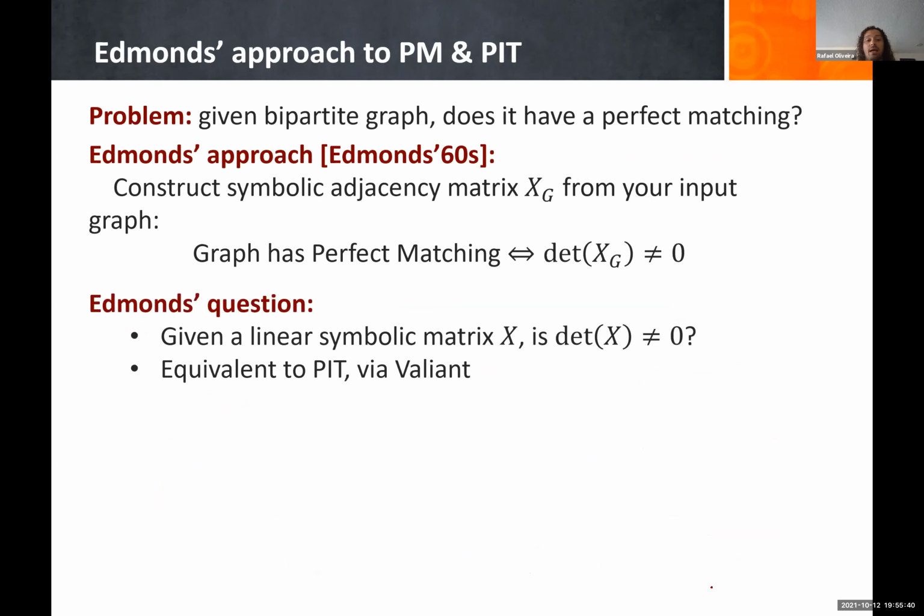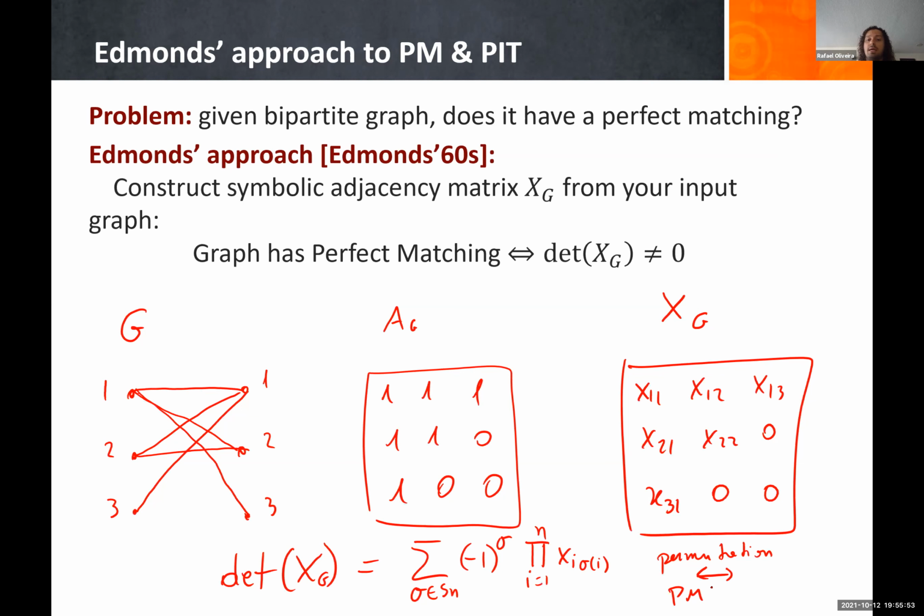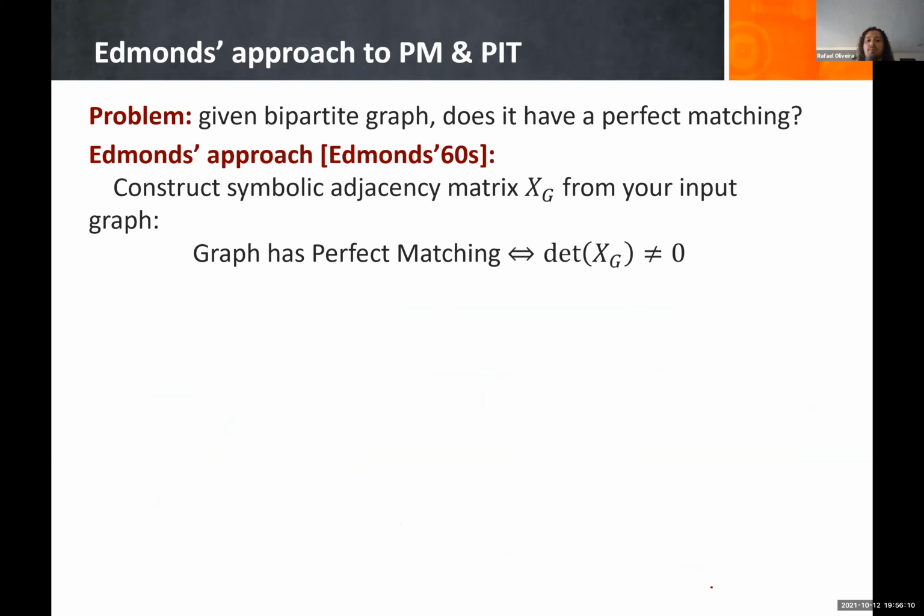Then Edmonds, in his paper, asked a question. We know that testing whether a determinant is different from 0 can be done in randomized polynomial time. We just plug in random values. This is attributed to Lovász. Just plug in random values and it will be different from 0.